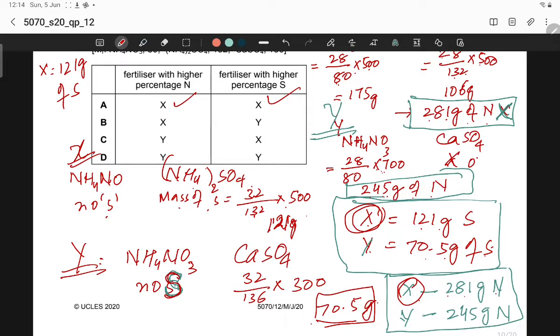So if we compare, X contains 121 gram of sulfur, Y contains 70.5 gram of sulfur, and X contains 281 gram of nitrogen, while Y contains 245 gram of nitrogen. So the fertilizer with the higher percentage of nitrogen is X, and the fertilizer with the higher percentage of sulfur is X. So X has the higher percentage in both: this is the amount of nitrogen, and this is the amount of sulfur in X.